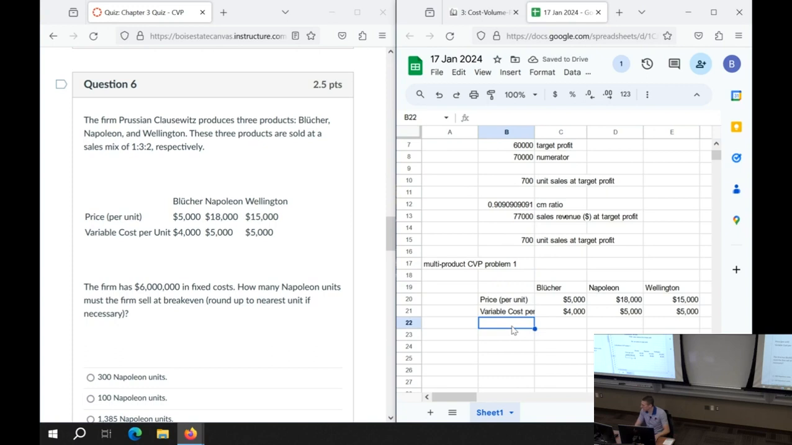We'll keep that here. So what we want to do here is figure out the CM ratio for each one of these, first of all, and the unit CM for each one of these. So every Blücher we sell, we earn $1,000 in contribution. For every Napoleon we sell, we earn $13,000 in contribution to contribute to paying our fixed costs and to earning a profit so we can grow and expand. And for each Wellington we sell, we earn $10,000 in contribution.